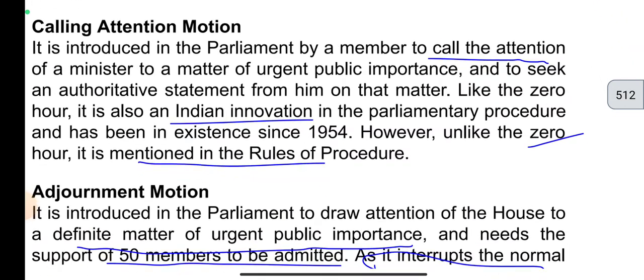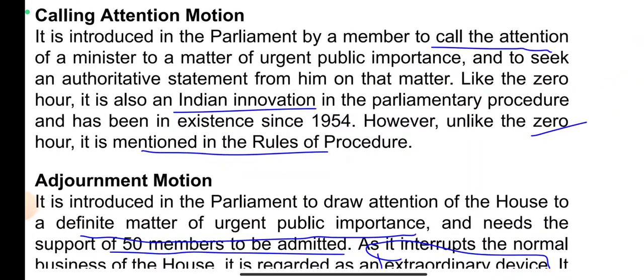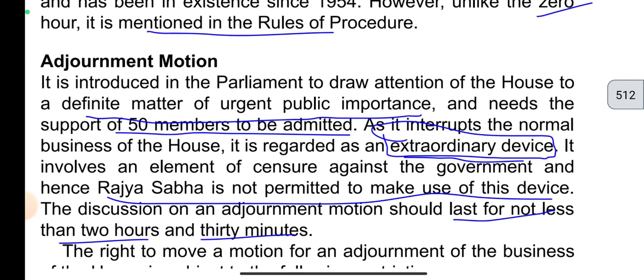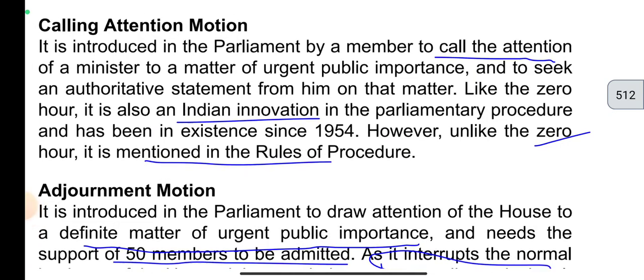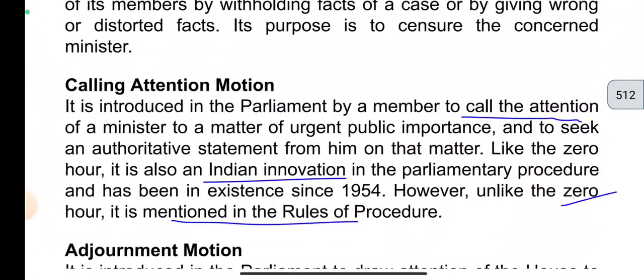Calling attention motion. It is introduced in the parliament by a member to call the attention of a minister to a matter of urgent public importance and to seek an authoritative statement from him on that matter. Like the zero hour, it is an Indian innovation in the parliamentary procedure and has been in existence since 1954. However, unlike the zero hour, it is mentioned in the rules of procedure. Zero hour was not mentioned anywhere, but this is mentioned in the rules of procedure. Calling attention motion. Then adjournment motion.